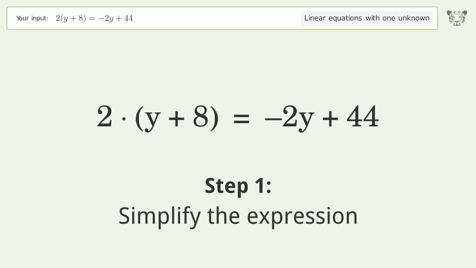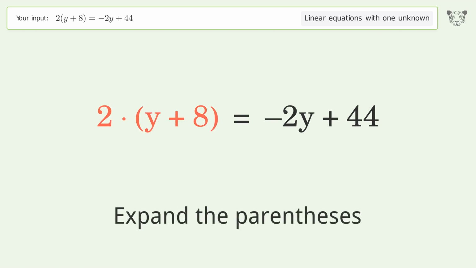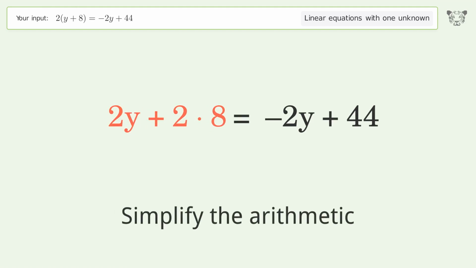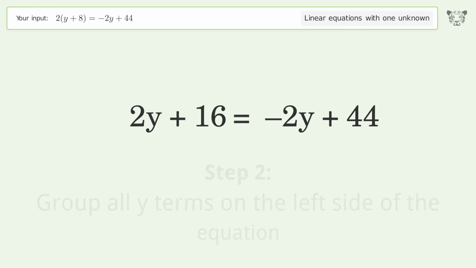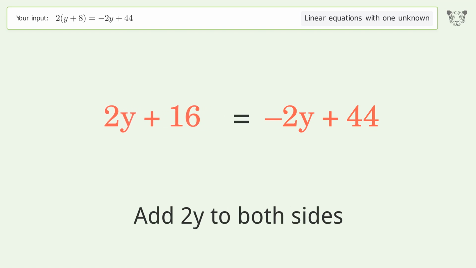Simplify the expression. Expand the parentheses. Simplify the arithmetic. Group all y terms on the left side of the equation. Add 2y to both sides.